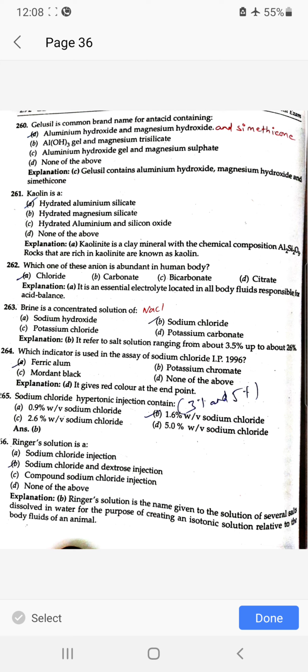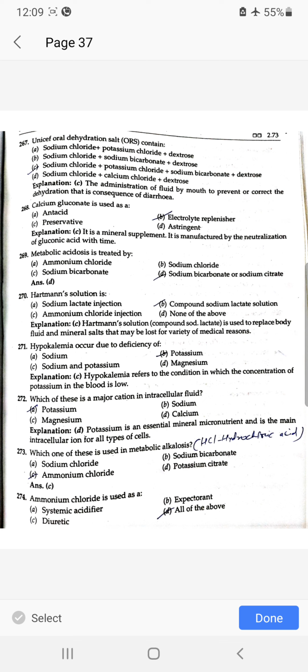Which anion is abundant in the human body? Chloride. Brine is a concentrated solution of NaCl, sodium chloride. Which indicator is used in the assay of sodium chloride IP 1996? Ferric alum. Sodium chloride hypertonic injection contains 1.6 w/v sodium chloride. Ringer solution is a sodium chloride and dextrose injection. Oral dehydration salt contains sodium chloride plus potassium chloride plus sodium bicarbonate plus dextrose.